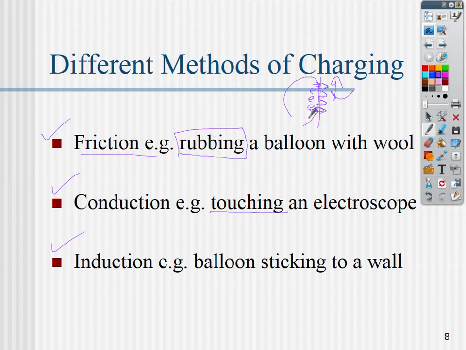But what they'll then ask is, if I rub these two things together and the electrons move from the balloon to the wall and then I pull them apart, what charge does the balloon now have? Well, it lost electrons, so it should become positively charged, while the wall should become negatively charged. So friction will always create opposite charged objects.